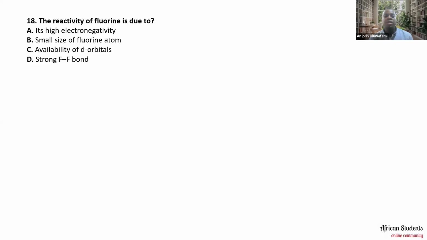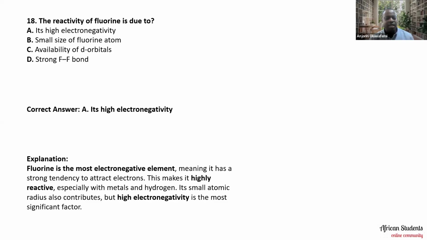The reactivity of fluorine is due to, is it A, its high electronegativity, B, the small size of fluorine atom, C, availability of d orbitals, or D, strong F-F bond? Now, the reason why it is very reactive is because of option A. It is highly electronegative. Okay. And this is explained in that fluorine is the most electronegative element, meaning it has a strong tendency to attract electrons. This makes it highly reactive, especially with metals and hydrogen. Its small atomic radius also contributes, but high electronegativity is the most significant factor.